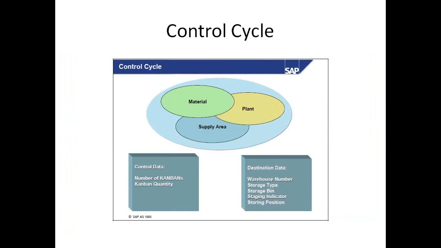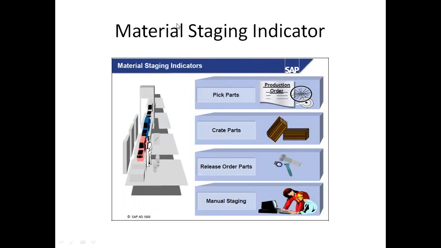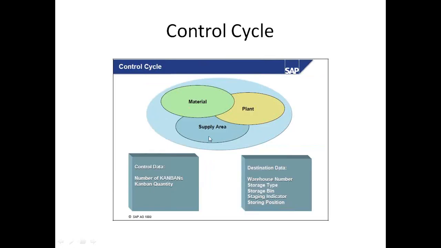We also create control cycles. A control cycle is a master data, like an info record, in which we maintain the combination of supply area, material, and plant, and also the Kanban information. Taking the control cycle as a criterion, the system will generate the required quantity and create a transfer requirement. We also have a standard material staging indicator, which we maintain in the control cycle.